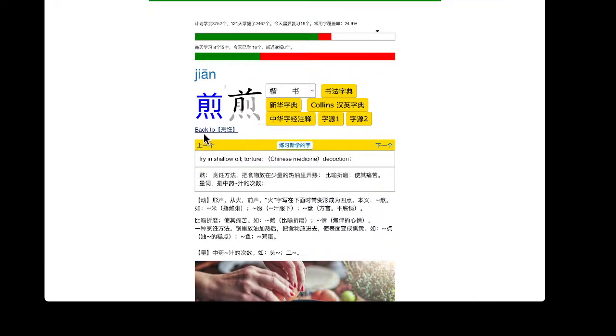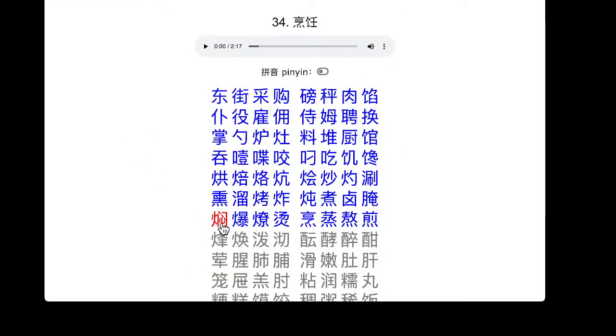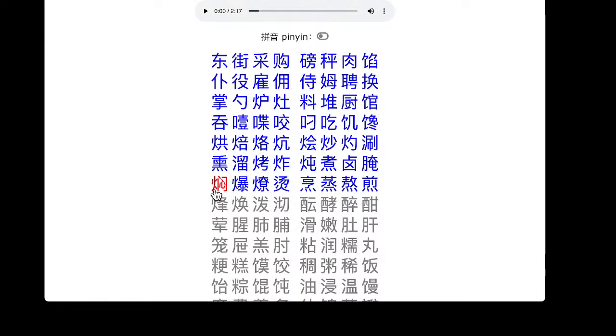So let's take a look at the sentence. 焖爆辽烫烹蒸熬煎. So again, this is all talking about different ways of cooking. Okay, next one.